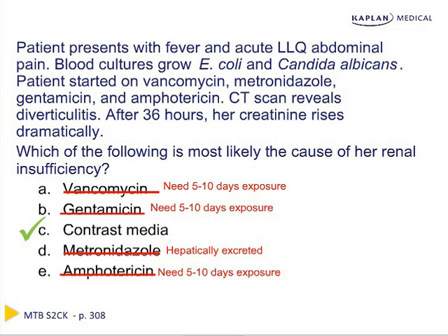Metronidazole is really the lone answer choice here that isn't known to cause acute kidney injury because it's hepatically excreted.